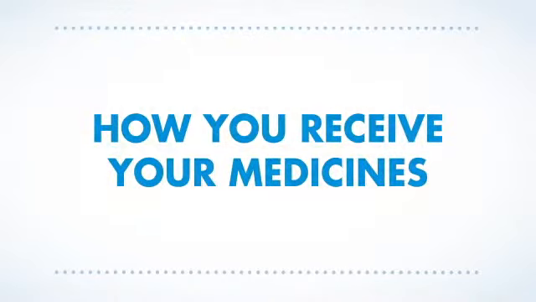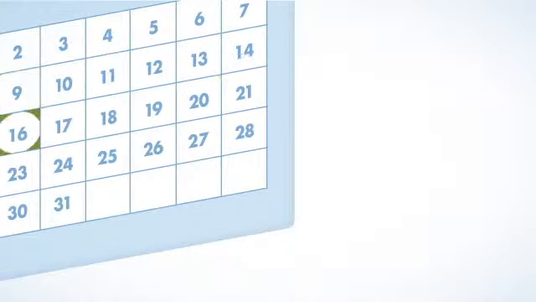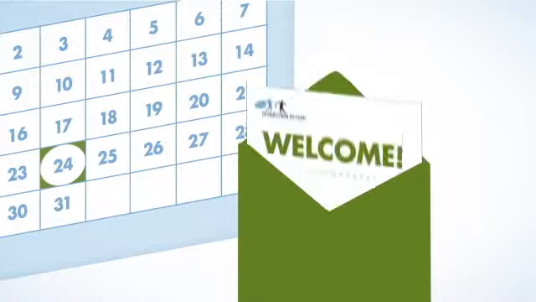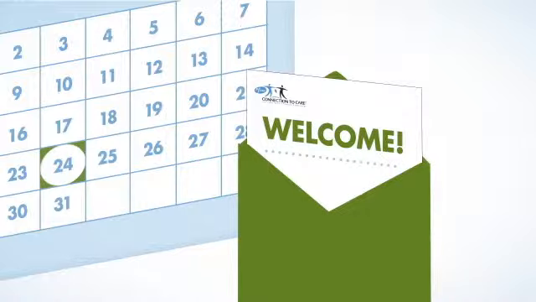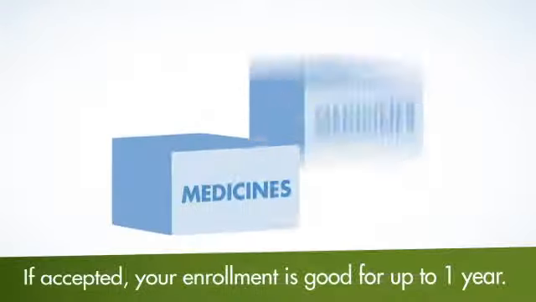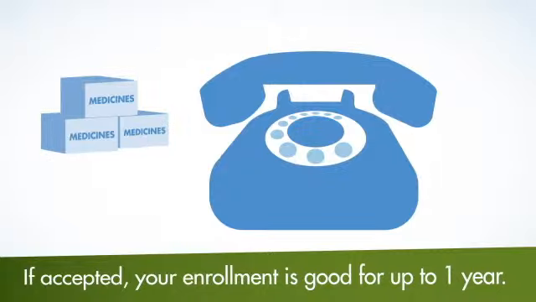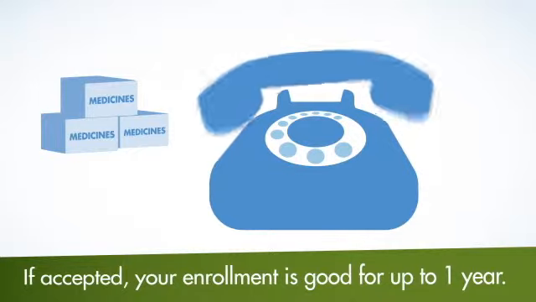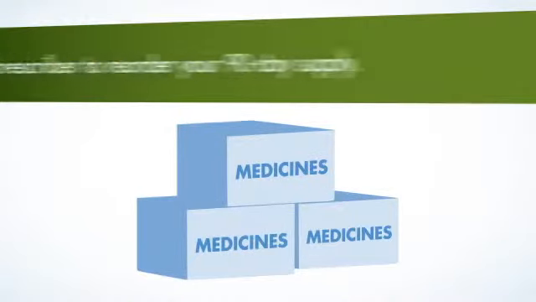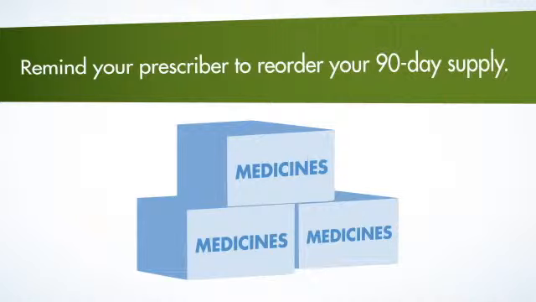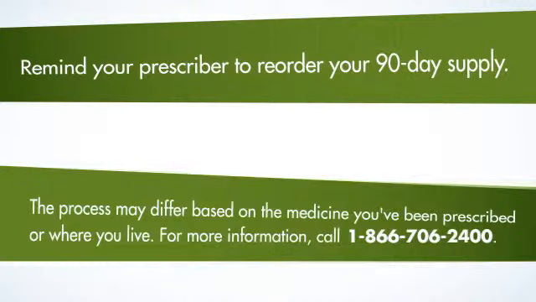In about 3 to 4 weeks after applying to the Connection to Care program, you'll receive a letter letting you know if you've been accepted into Connection to Care, or if anything is missing from your application. If you have been accepted, a 90-day supply of your medicine will be sent directly to your doctor's office every 3 months for up to 1 year. Someone from your doctor's office will call you when it's ready to be picked up. Remind your prescriber to reorder your 90-day supply of medicine 1 month before it runs out.